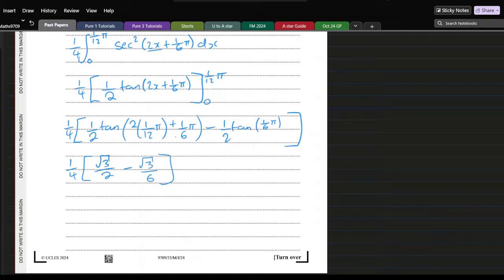And now I'm just going to punch this into the calculator. That's a quarter times root 3 over 2 minus root 3 over 6, and that gives us root 3 over 12. So therefore our final answer is root 3 over 12.